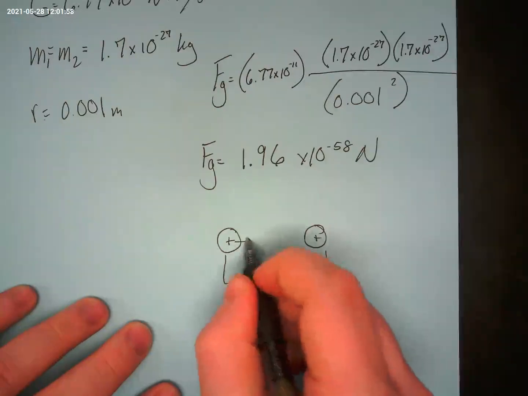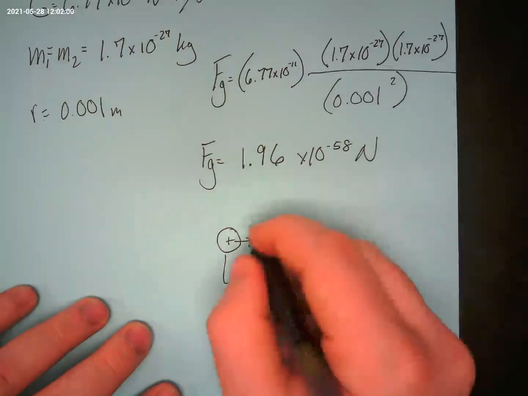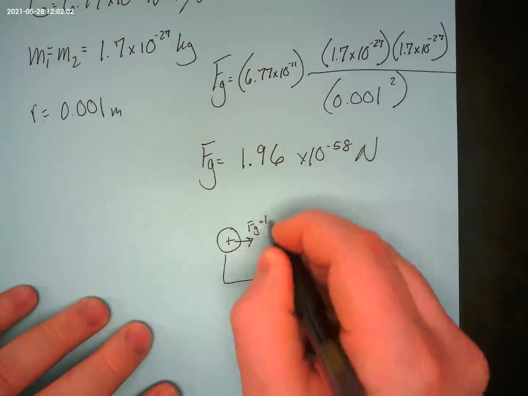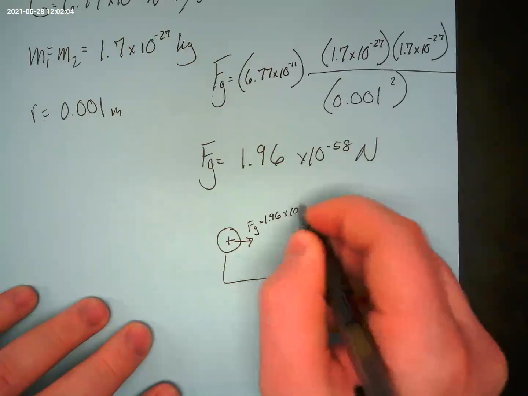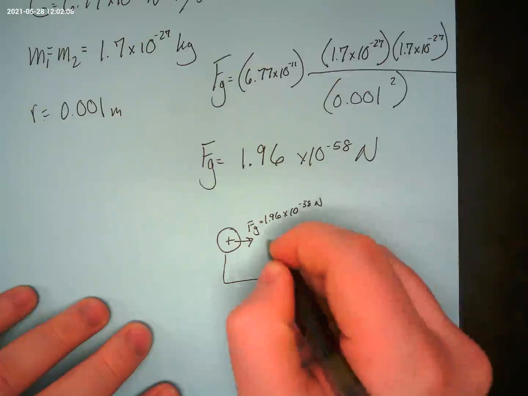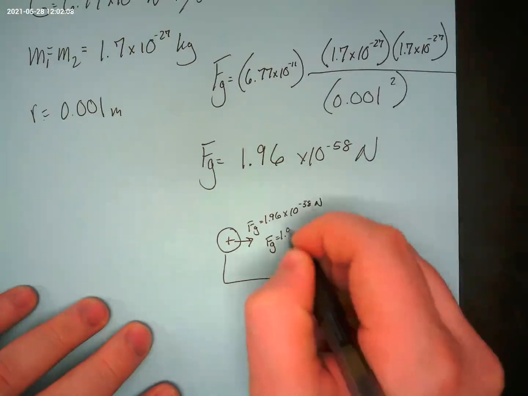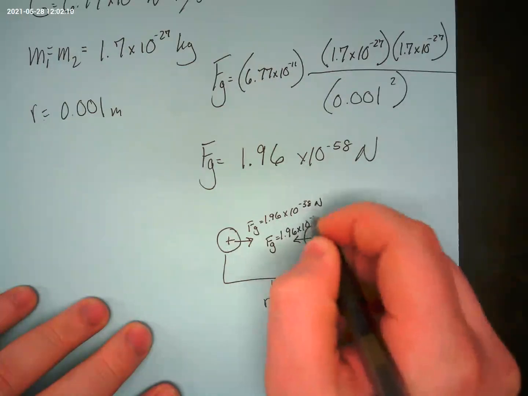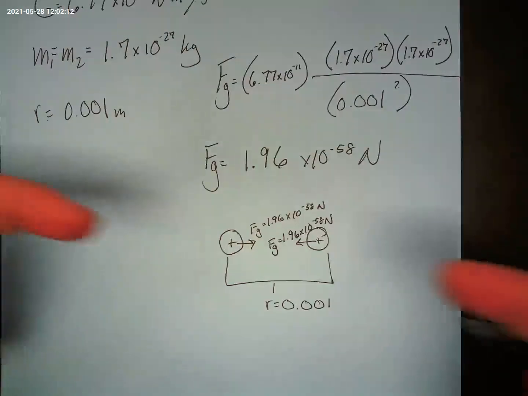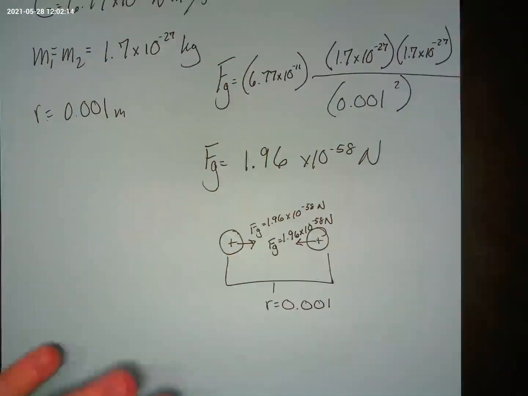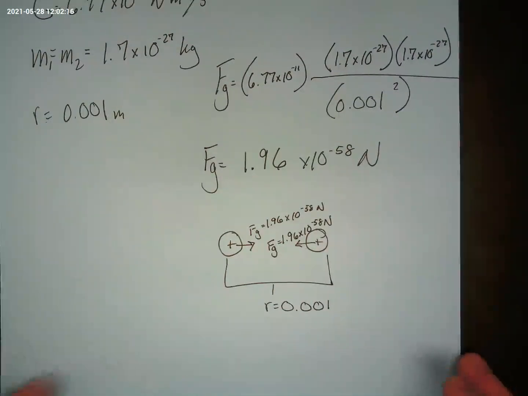And it's to say that they are going to have a gravitational force equal to 1.96 times 10 to the negative 58th newtons. Here, 1.96 times 10 to the negative 58 newtons of this attractive force coming together. Okay, a gravitational force.